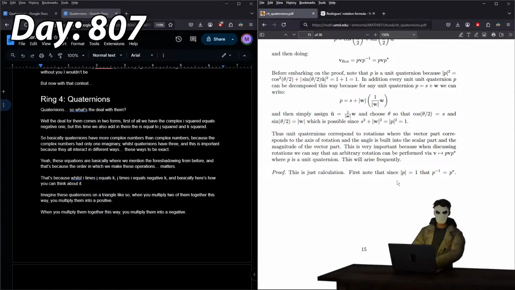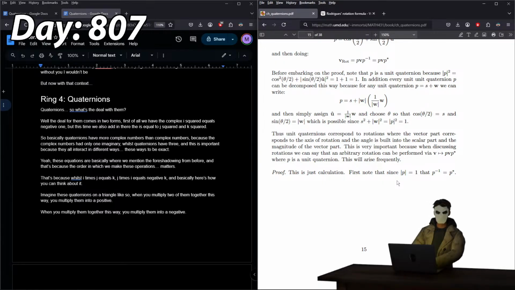Quaternions. So what's the deal with them? Well, the deal for them comes in two forms. First of all, we have the complex i squared equals -1. But this time, we also add in that j squared and k squared are equal to it as well. So basically, quaternions have more imaginary numbers than complex numbers themselves, because the complex numbers have only one imaginary, whilst quaternions have 3. And this is important because they all interact in different ways. These ways, to be exact.